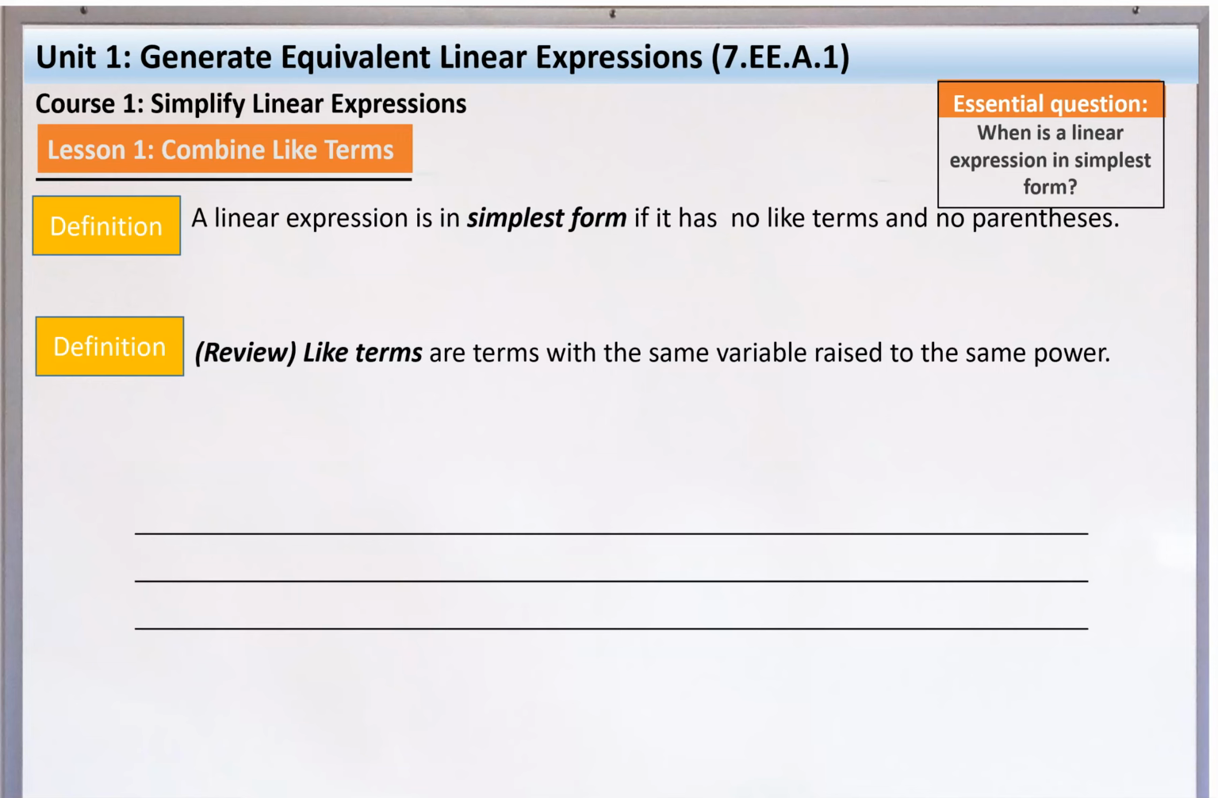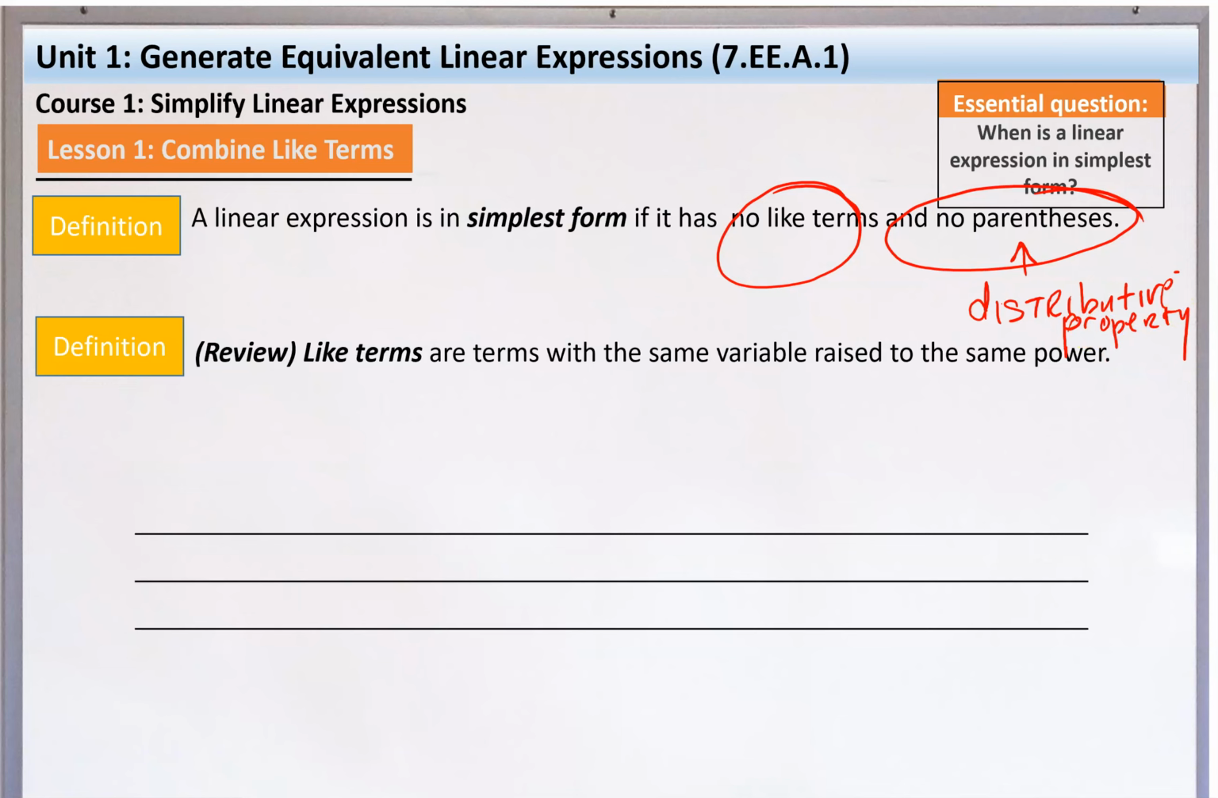All right, so combine like terms. Now, we've done this before, hopefully in the 6th grade. A linear expression is in simplest form if it has 1, no like terms, and 2, no parentheses. And we'll talk about that when we talk about distributive property later on.